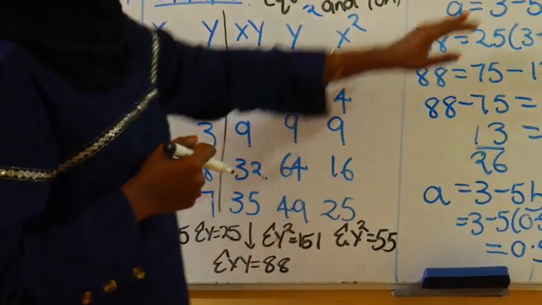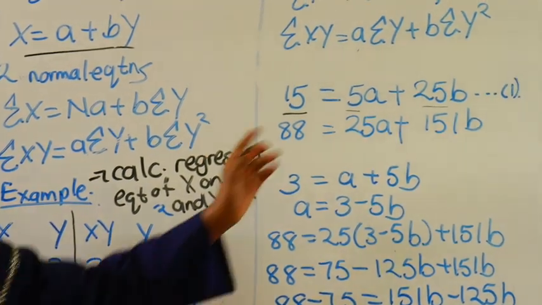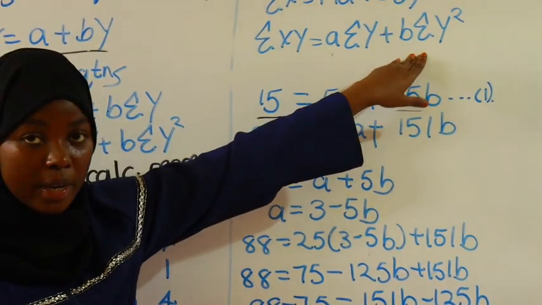Okay? Summation of y, we already calculated it to be 25. What else do we need? Summation of y squared.